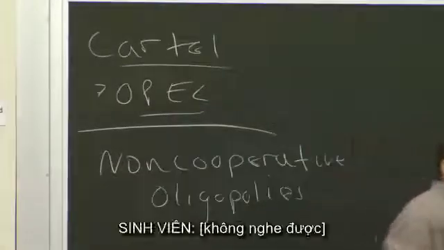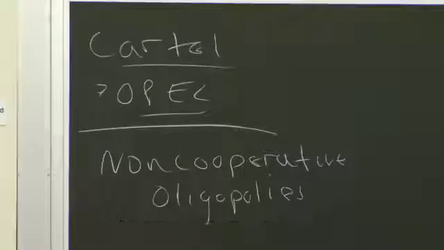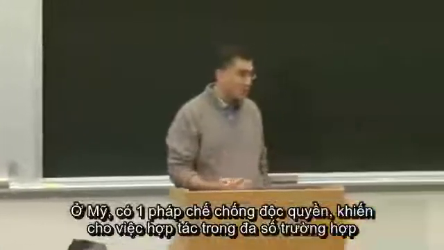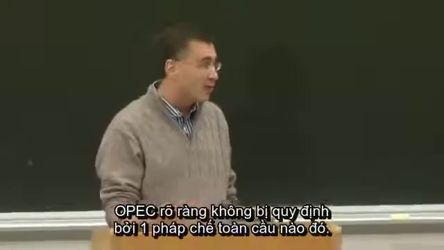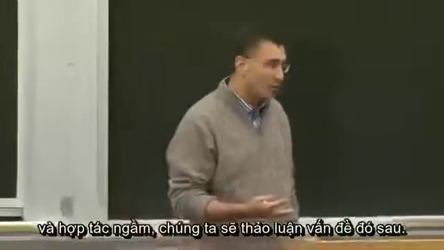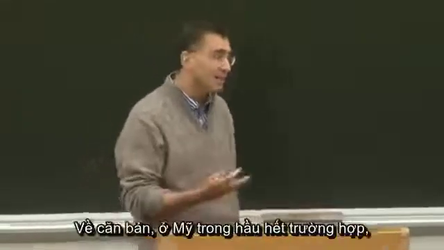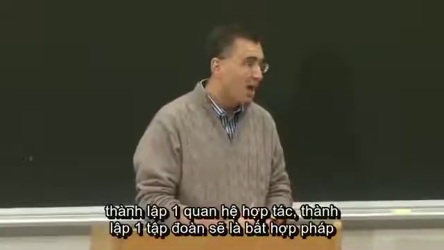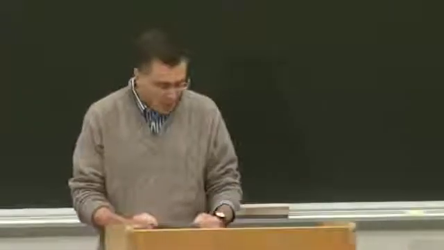It depends on the context. In the US, there's antitrust legislation which can make it illegal in many contexts to cooperate. Obviously, OPEC is not subject to some world legislation. But even in the US, there could be implicit cartelization, implicit cooperation, and we'll talk about that. It's a good question. Technically, you're right: it is illegal in the US in most contexts to form a cartel. Whether in practice those laws can be enforced is an interesting and legitimate question.